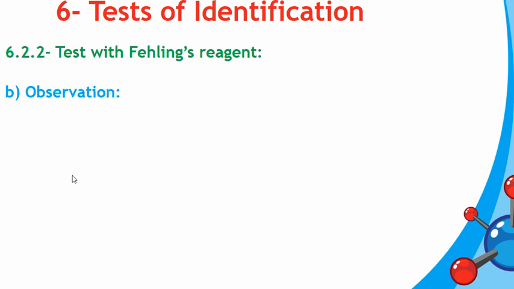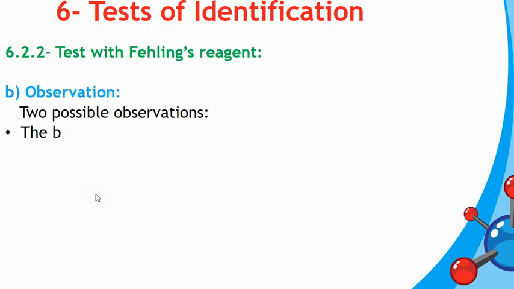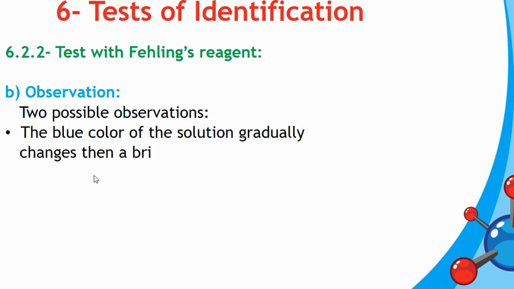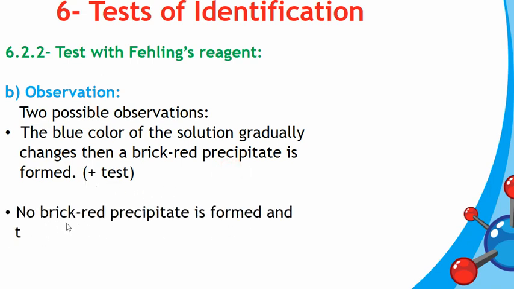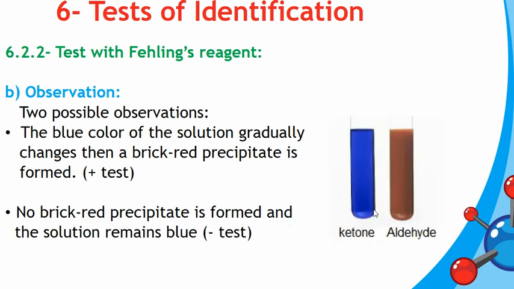Observations: we have two observations. The blue color of the solution gradually changes into brick red color, and a brick red precipitate is formed, which is the positive test. Other observation: no brick red precipitate is formed and the solution remains blue, negative test. This is in case of ketone, the solution remains blue.